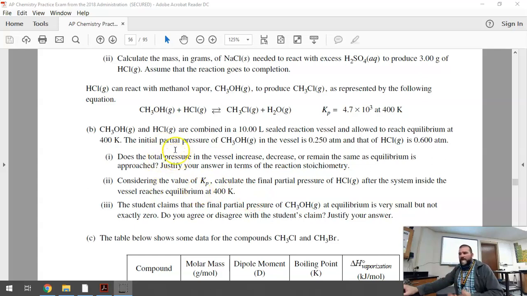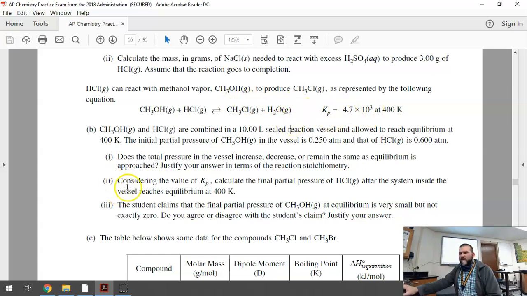So let's make sure we got the lay of the land, make sure we understand where we are and what we're talking about again. We have a chemical reaction here. HCl can react with methanol vapor, which is CH3OH, to produce CH3Cl, as represented by the following equation. So we have a reversible reaction that we're looking at, and we're going to answer some questions about the reversible reaction. They give us a value of K, Kp, meaning we're using pressures. These are all gases, so we can use partial pressure for the equilibrium constant.